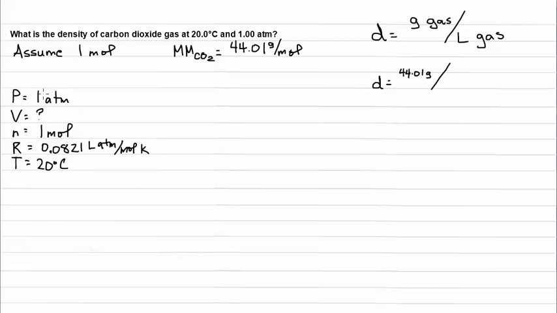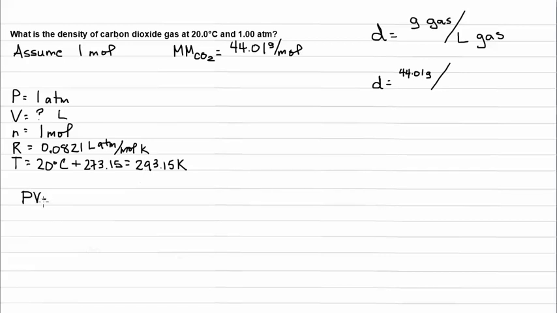Now remember, make sure that you have the right units before you plug things into the ideal gas law. The ideal gas constant tells you what those units should be. Liters tells us that our volume will come out in liters. Atmospheres match. Moles match. Oh, we have to convert Celsius into Kelvin. So Celsius plus 273.15 gives us that temperature in Kelvin, 293.15. Now we're ready to solve for volume.